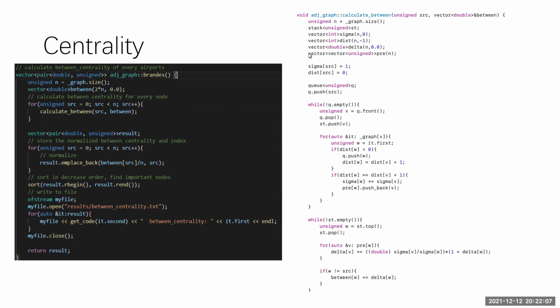We use Brandes' method to calculate the betweenness centrality of all airports. Based on the result, we find the top airports are very important in the world, like ORD, LAX, and PEK.